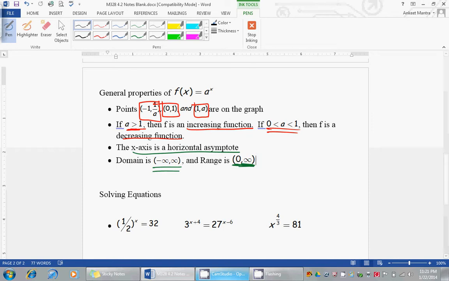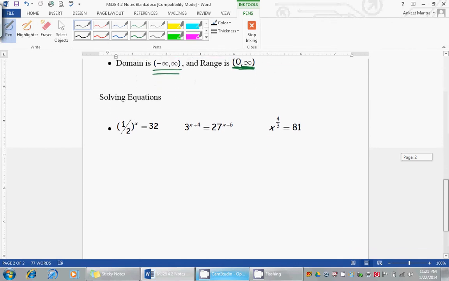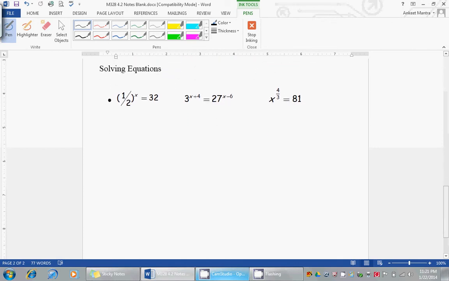Okay, moving on. Last thing we're going to look at here with exponential functions is actually looking at some exponential equations. Specifically the first two here. The last one is actually not quite an exponential. We'll talk about that last one in a moment here. But let's look at problems like the first two here. 1/2 to the x equals 32. Now, we're solving for x here. Our variable is inside the exponent.